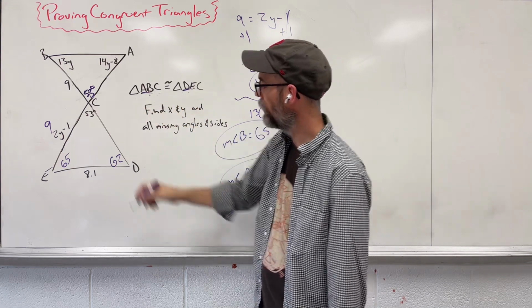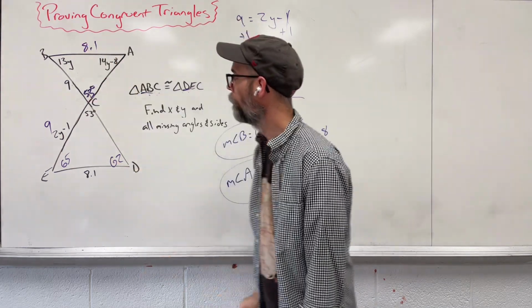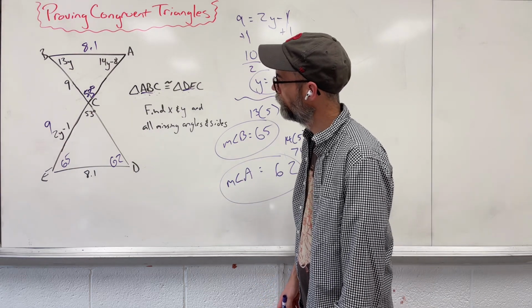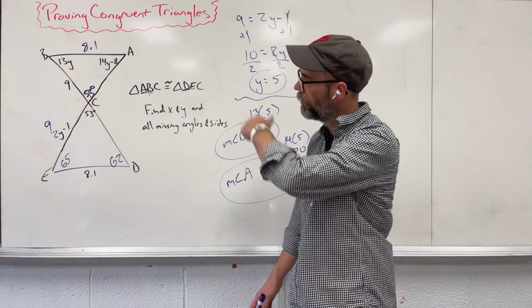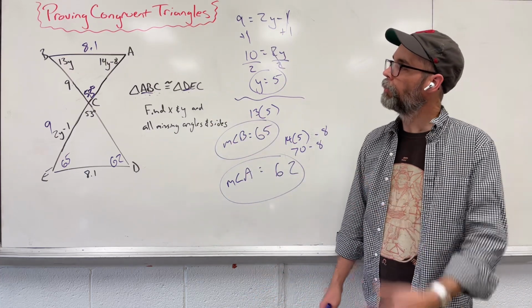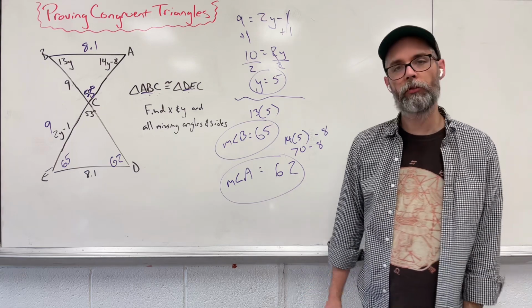That's the same as AB. That's 8.1. And then we don't know that missing third side, AC or CD. So who cares? We have no information, and that's totally okay. And that's using or proving congruent triangles.